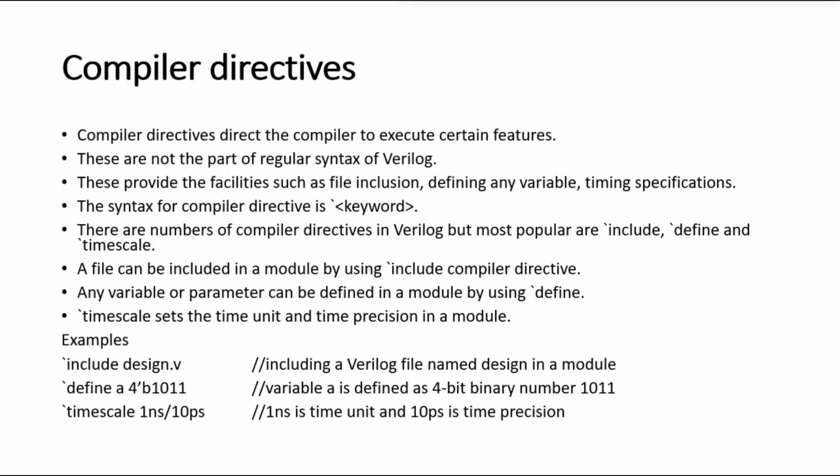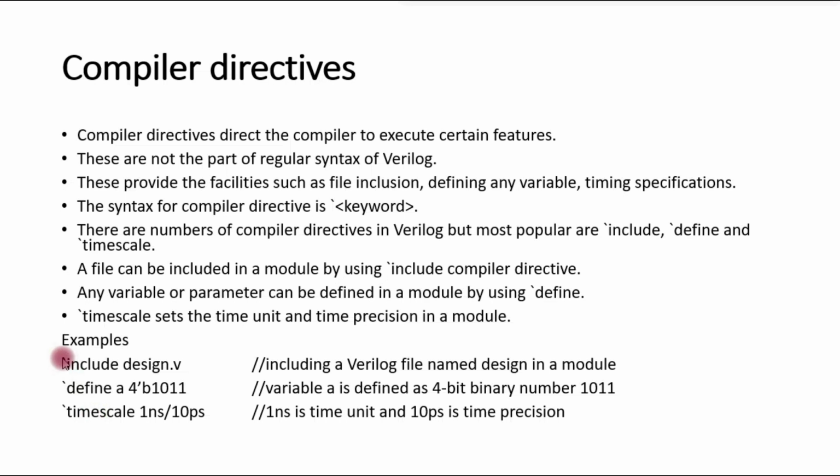Any file may be included in a Verilog program by using the backtick include compiler directive. If the designer wants to assign a value for any variable, then the backtick define compiler directive may be used. Backtick timescale provides the information of time unit and its precision. It specifies the measurement unit for time and delays. Time precision shows the precision to which the delays are rounded off. 1, 10 or 100 are used for specifying the time unit and precision. Examples for include, define, and timescale are given here.